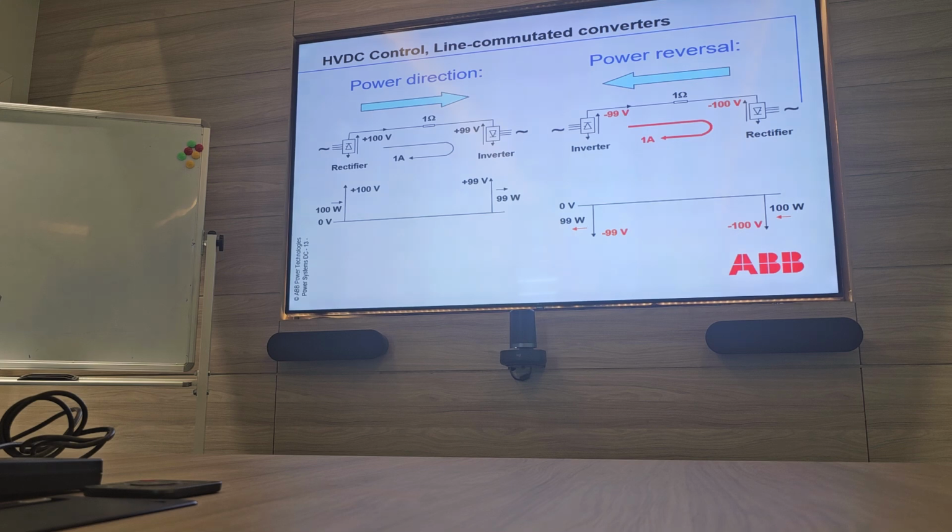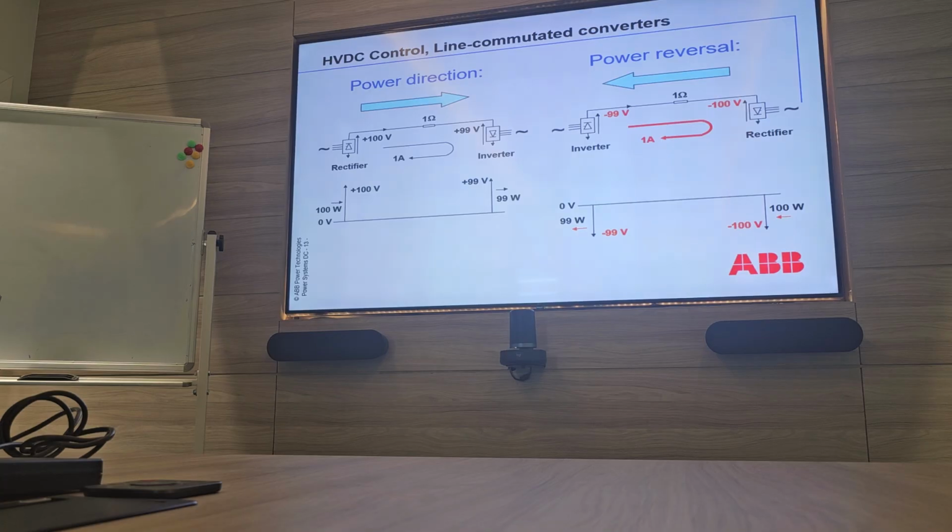In the control room we have operators, correct? HMI system operators are there. They have all the commands: what the normal power direction is, and when it needs to be changed. It can even be controlled from the remote control center, the regional control center, or the national control center. From there also we can do it.